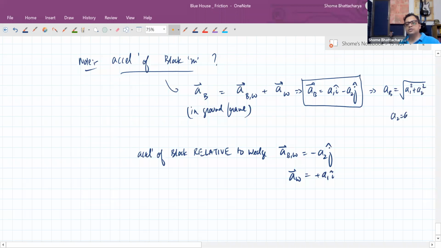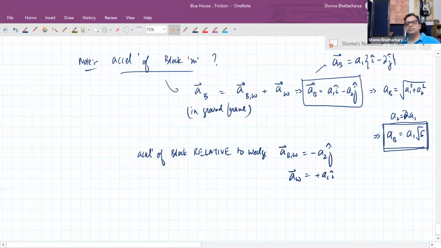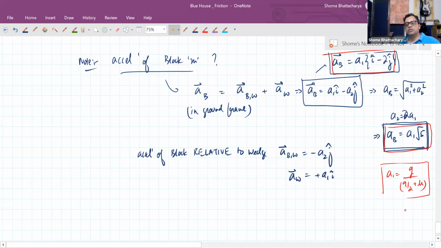And then you have the constraint that a2 is equal to 2a1 in magnitude. So therefore, the acceleration of the block has a magnitude of a1 root 5. So that is the acceleration of the block in terms of magnitude. And as a vector, it is a1 into I cap minus 2j. As a vector, you can write it like this. As the magnitude, you can write it like this, where a1's magnitude was what we just saw, g upon 9 by 2 plus mu. This was a1. Okay, or g upon 4.5 plus mu.